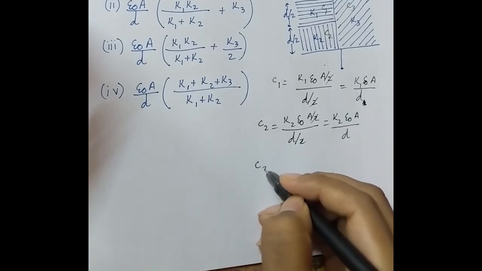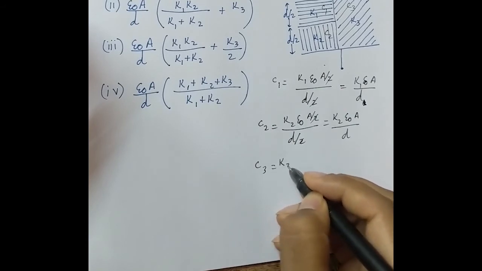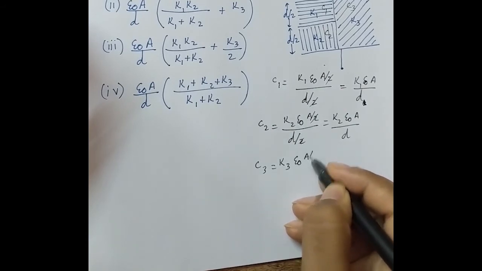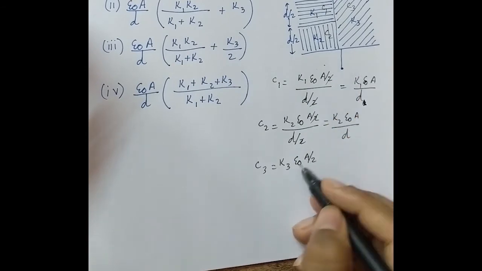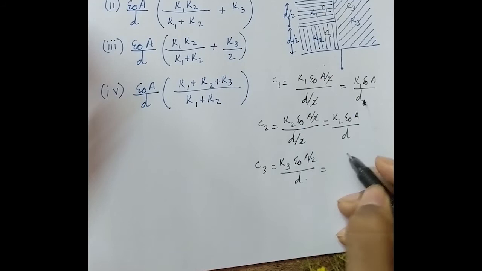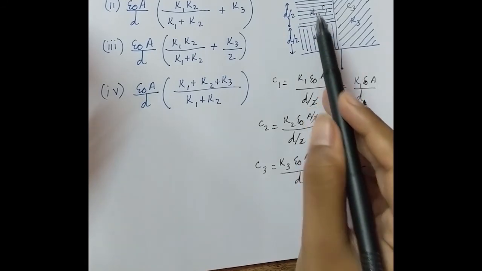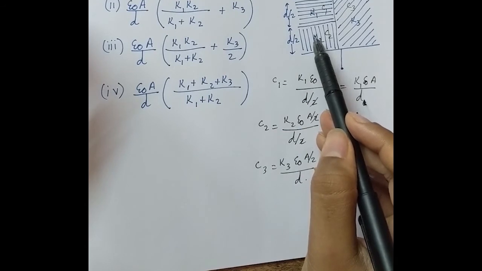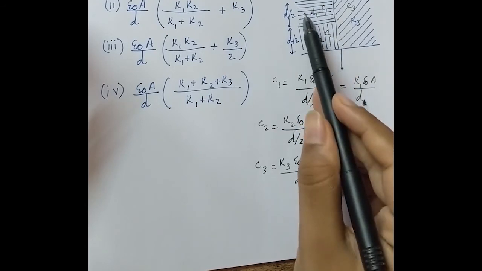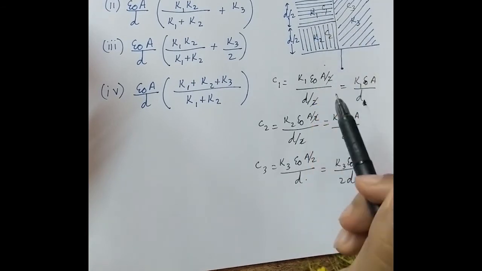The last one is our C3, the bigger dielectric over here. That will be equal to K3 epsilon naught A by 2, because its area is also A by 2, divided by the entire length D. So this becomes K3 epsilon naught A by 2D. Now in this arrangement these two are in series like we did in the previous sum, and the series equivalent of these two is together in parallel with the third one. So let's first find the equivalent of these two.